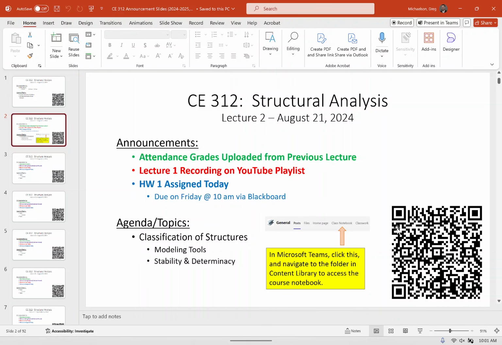In terms of its length, it's one of the shorter assignments we're going to have this semester, and you'll see what I mean after we start doing some problems today, because we are going to start doing some in-class examples today. Our topic today is on classifying structures. Really, what we're trying to do is answer two questions. Are structures stable, and are they determinate? You will understand what both of those mean after the lecture today.